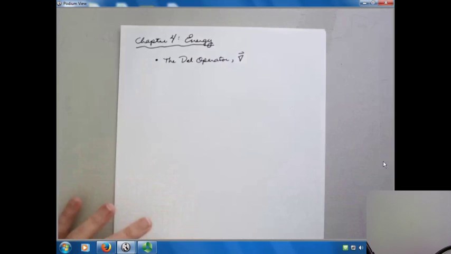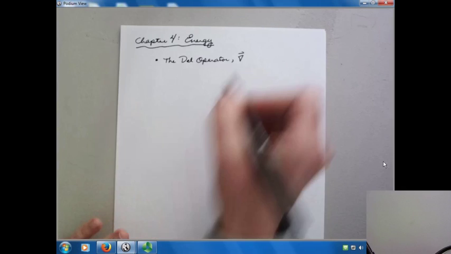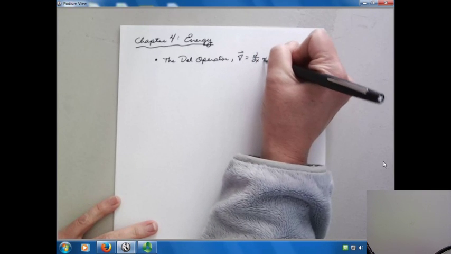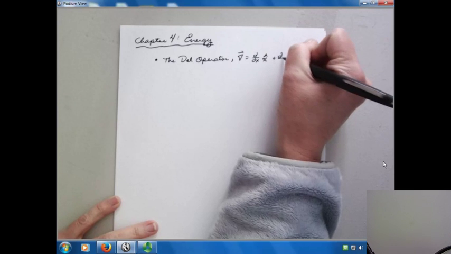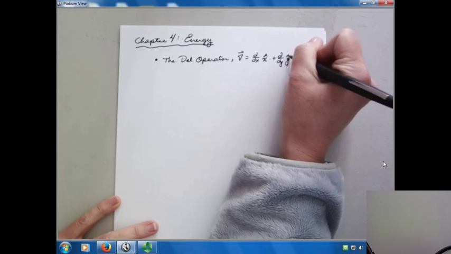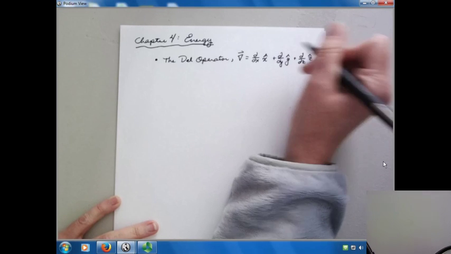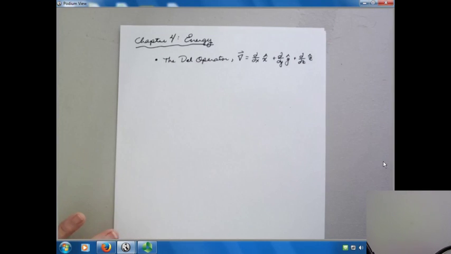It is equal to the partial with respect to x times the x direction plus the partial with respect to y times the y direction plus the partial with respect to z times the z direction. Let's remember that in those partial derivatives, we get to treat all other variables as if they are constants.